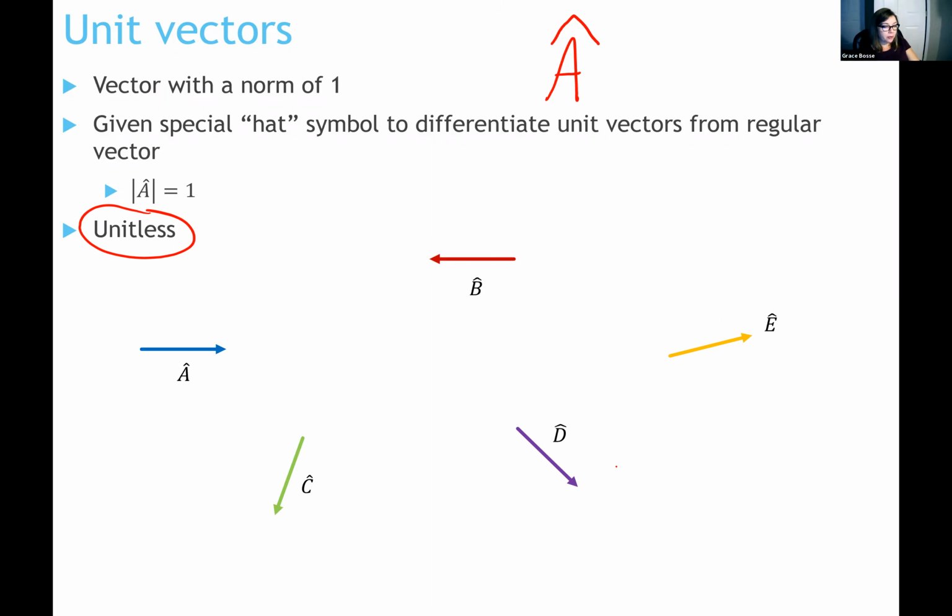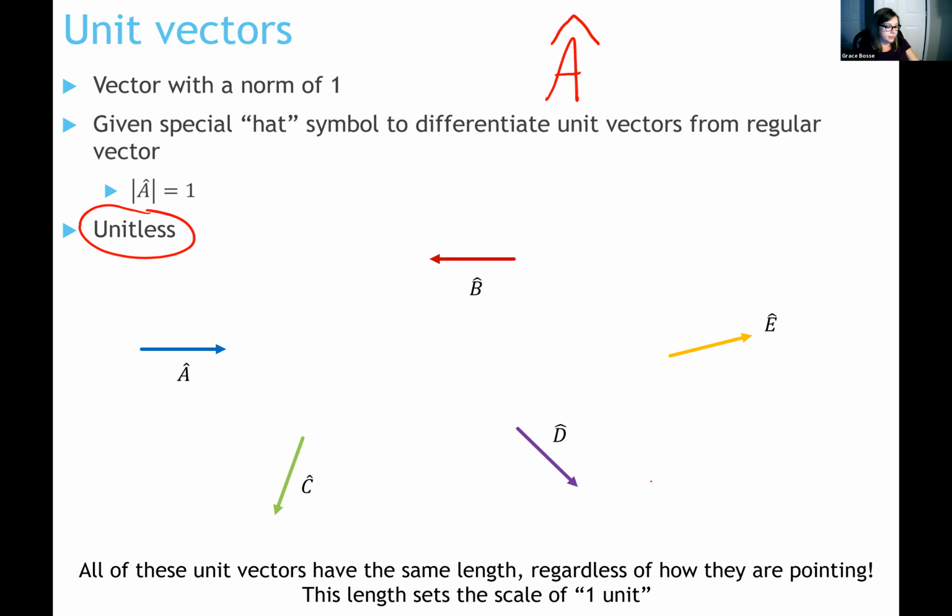So in this example here, I have a bunch of unit vectors drawn for you. Notice that the directions of the unit vectors can be anything. The thing that makes them special is that their lengths or their magnitudes or their norms are all equal to the number 1. So all these unit vectors that I drew for you, they all have the same length, regardless of the direction that they're pointing in. And these unit vectors, we typically use them to set the scale in a problem. If a unit vector has a length of 1, that tells you what a distance looks like. The number 1 sets the scale, and you can use it to define all the other vectors in the problem.